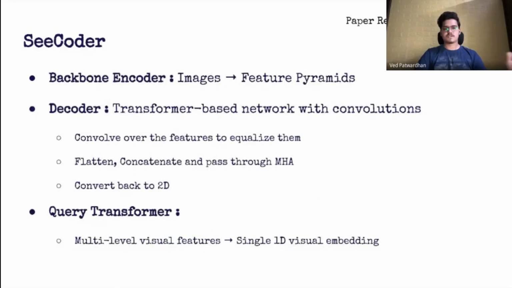And this is going into a bit of the details. The decoder is obviously a transformer-based network. So you go over all the features, convolve over all the feature pyramids which you've got, then you concatenate and pass it through the attention mechanism and convert it back to 2D. And the query transformer converts all of these visual features into a single embedding, which you then pass into your diffusion model.